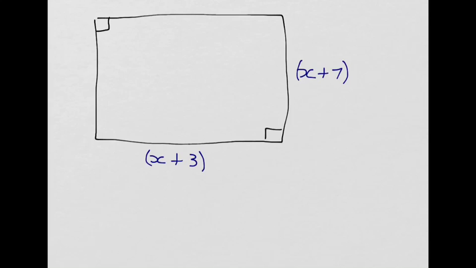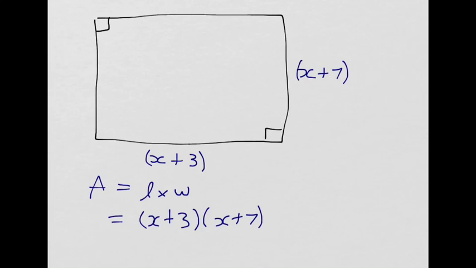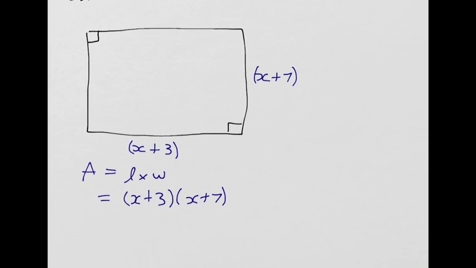Okay? So let's see what that looks like. Area equals length times width, just like we normally do. And here the length is x plus 3, the width is x plus 7, so we're just going to multiply those together. Okay? So x plus 3 times x plus 7. Does the writing look better? Yeah, it's way better, eh? Yeah, I like this app a lot better.